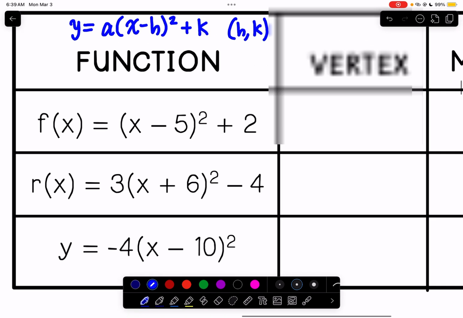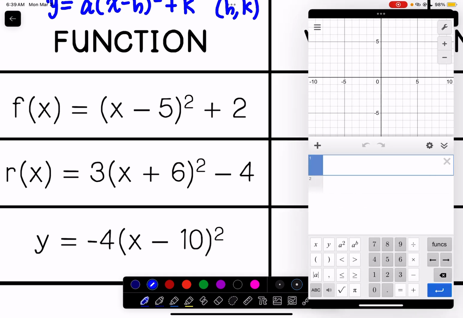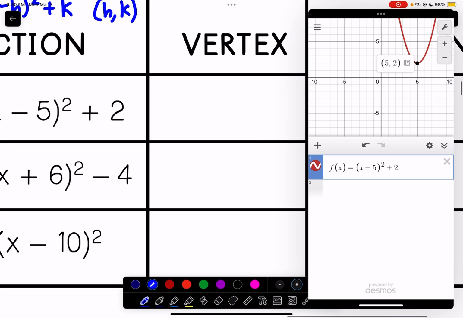Okay, so I'm going to pull up Desmos. We got f of x, another word for y, f of x equals (x minus 5) squared plus 2. My vertex is at (5, 2). Hopefully you can see where I'm getting that from on Desmos.